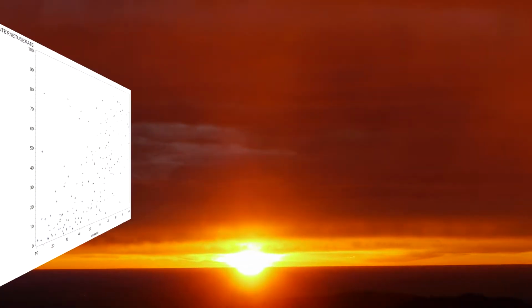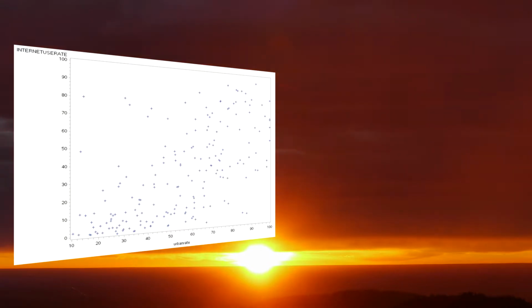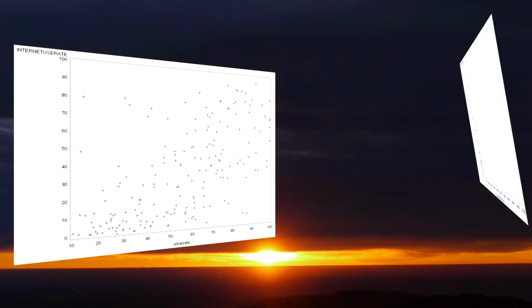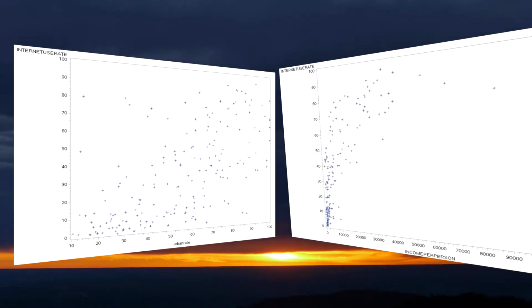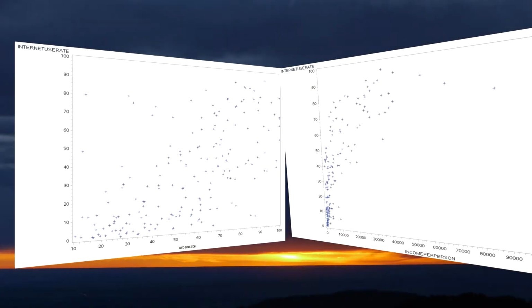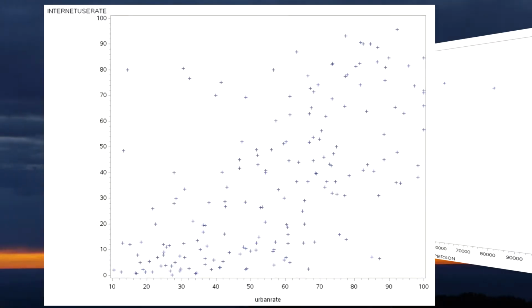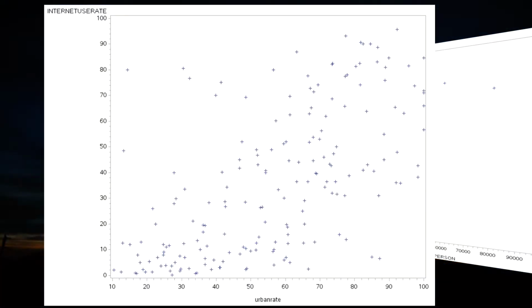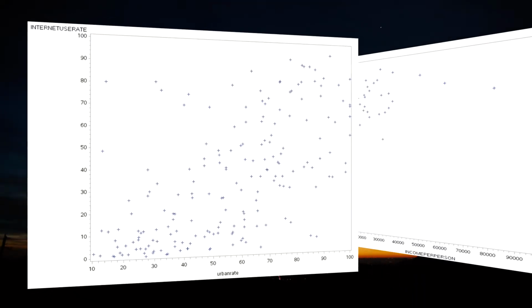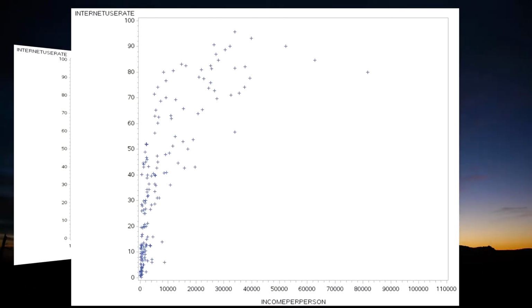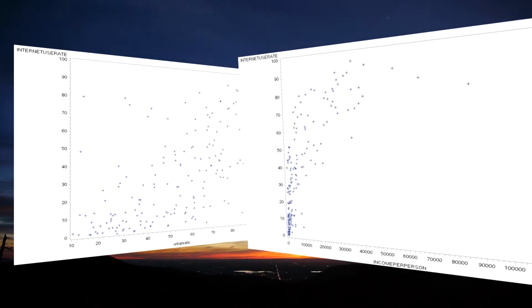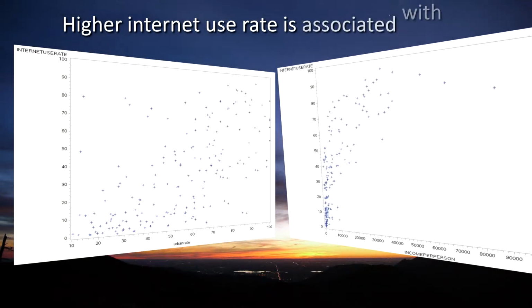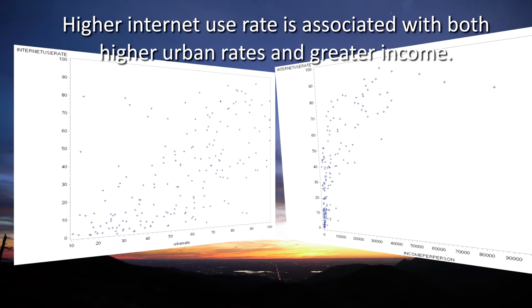To demonstrate how to request a correlation coefficient in SAS, let's go back to the scatter plots we created for some of the gapminder variables. We use these scatter plots when visualizing the association between two quantitative variables. The first scatter plot shows the rate of internet users by the rate of the country's population living in urban settings. The second shows the rate of internet users by income per person. From looking at the scatter plots, we can guess the associations are positive. That is, a higher internet use rate is associated with both higher urban rates and greater income.